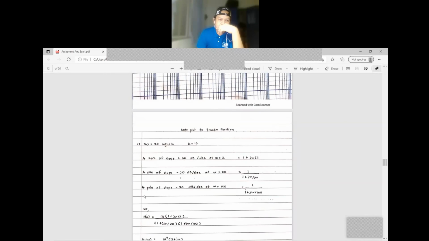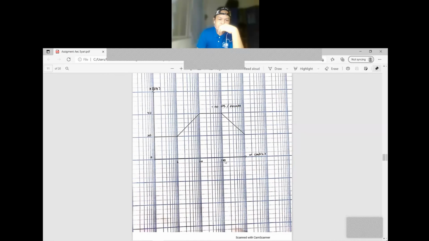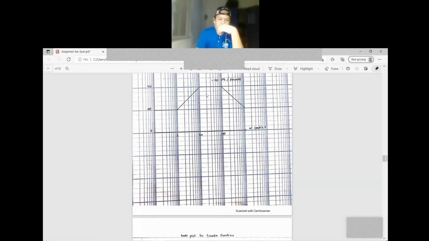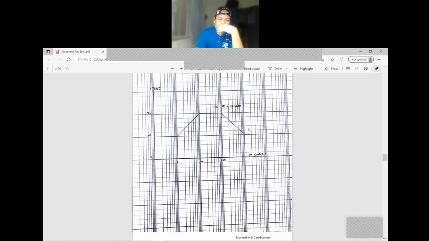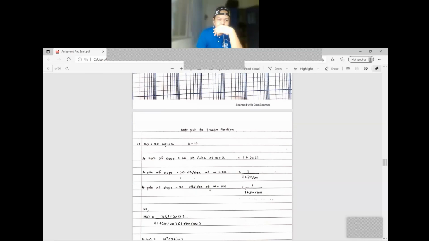After that, we find the third line, which is 100. A pole of slope negative 20 is going downward, from 40 to 20. So negative slope at omega 100, and we write the formula 1 over 1 plus j omega divided by 100.